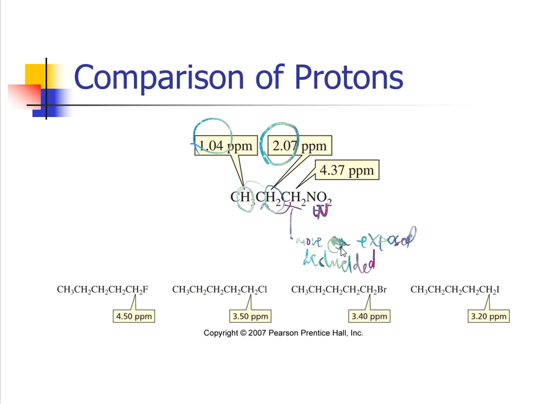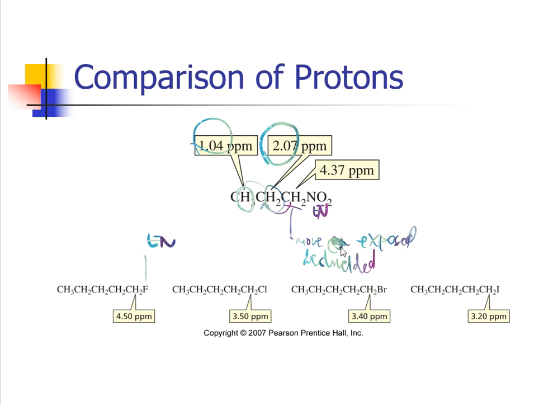So that is one of the key predictors that we can use to determine which signal is which if we've got to explain it in some form or fashion in an NMR. Now, down here at the bottom, you're seeing a molecule, 1, 2, 3, 4, 5 carbons with an F, the same molecule with a chlorine, the same molecule with a bromine, the same molecule with an iodine.